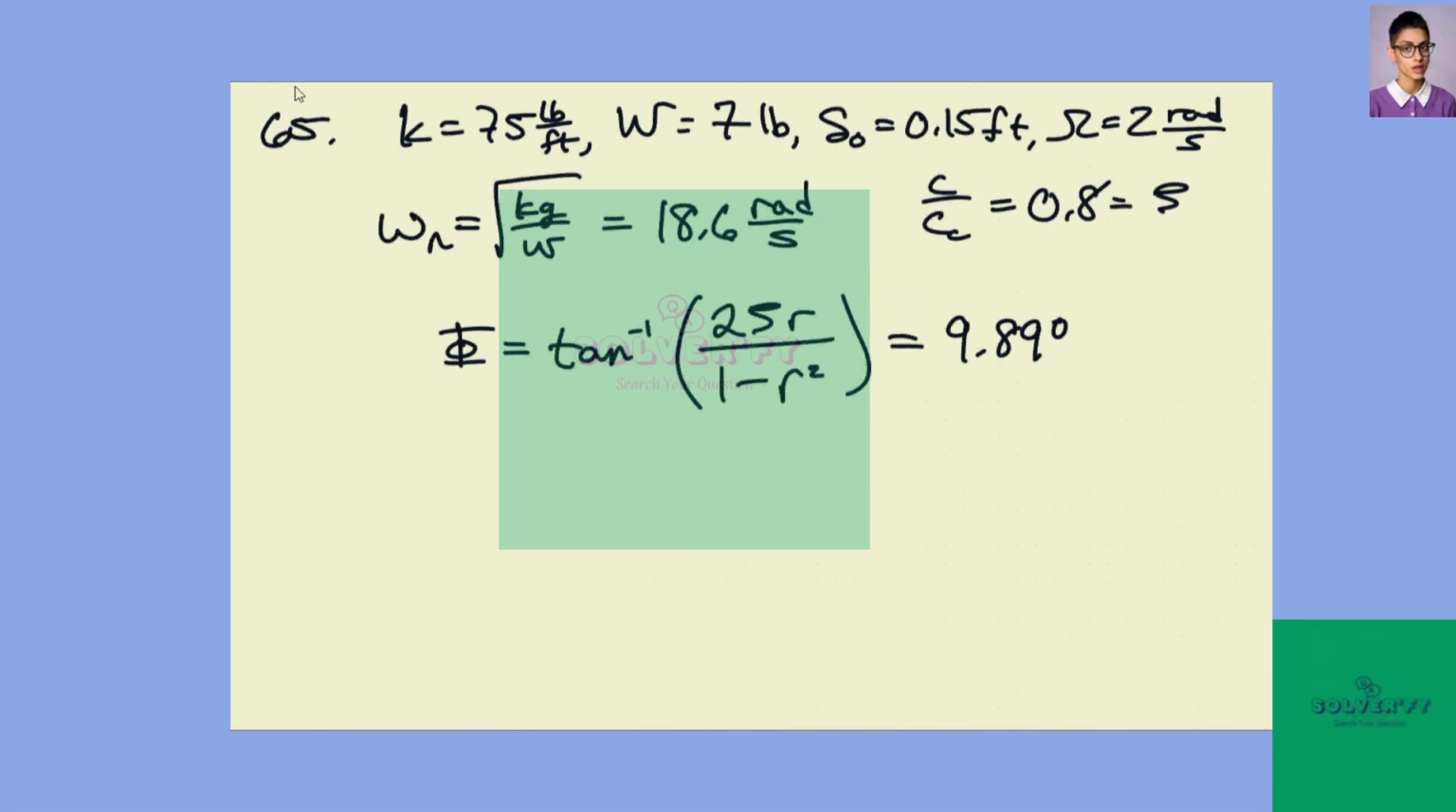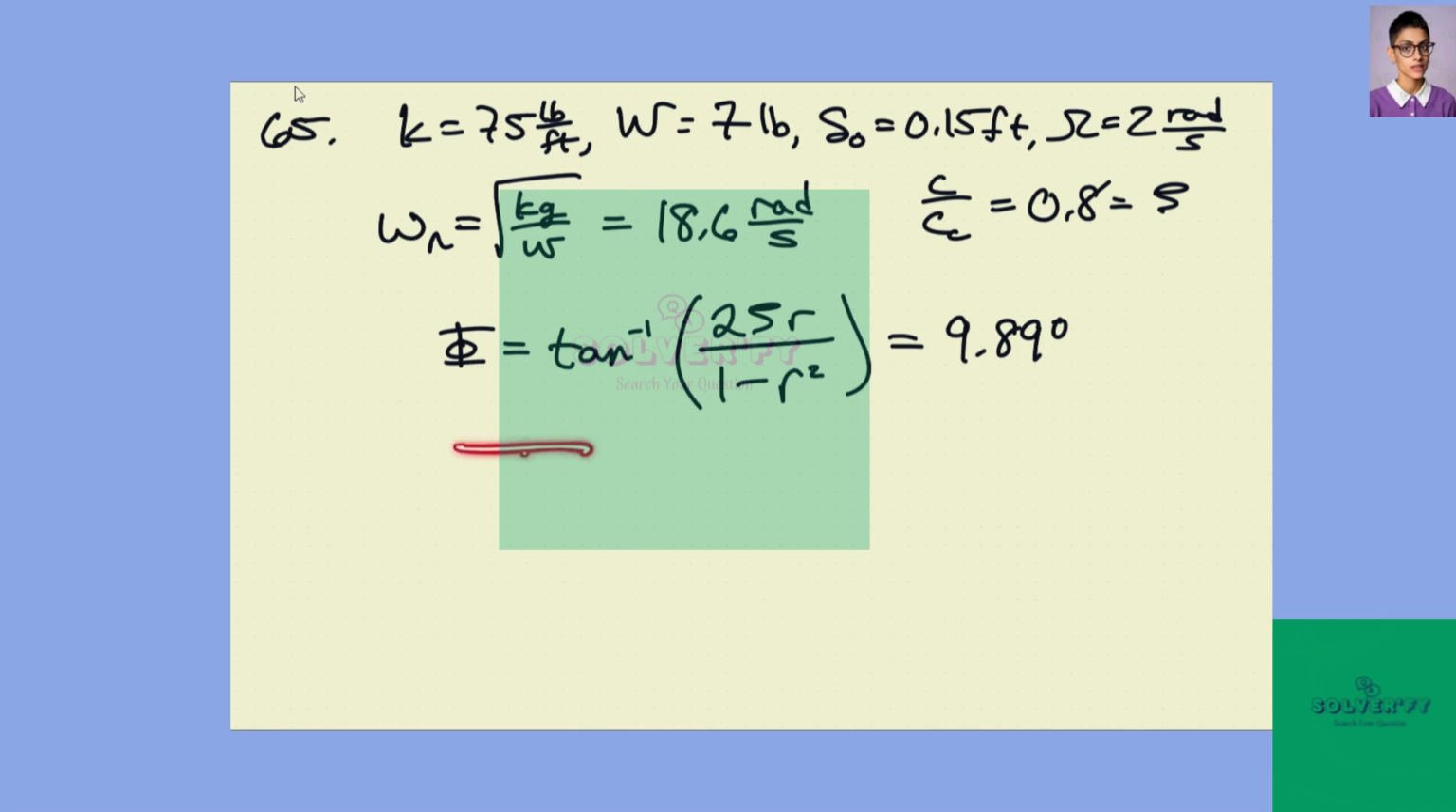In this problem, we are given a system with a block suspended from a spring. The spring constant is 75 pounds per foot. The block weighs 7 pounds. The excitation is from the support that is attached to the opposite side of the spring.